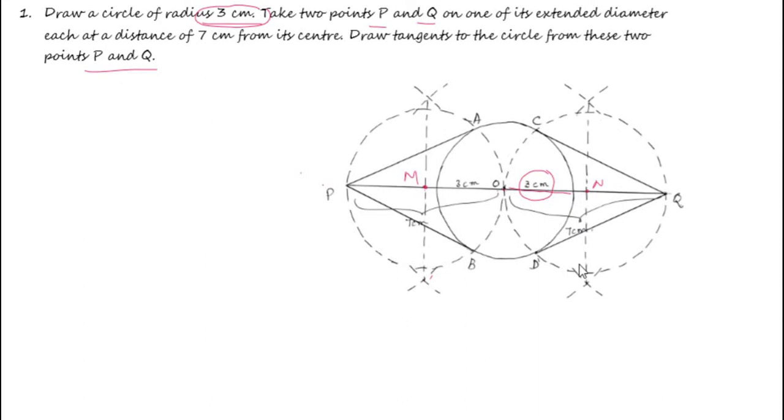Draw one more circle. These two circles intersect the given circle at the points A and B and also C and D. Join PA, PB, CQ and DQ. These are the 4 tangents from the points P and Q to the given circle with the center O and radius 3 cm.